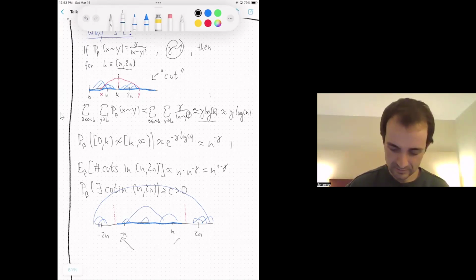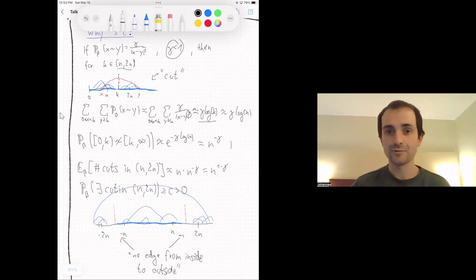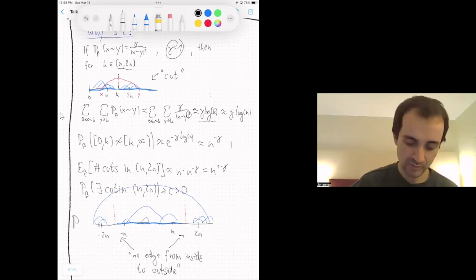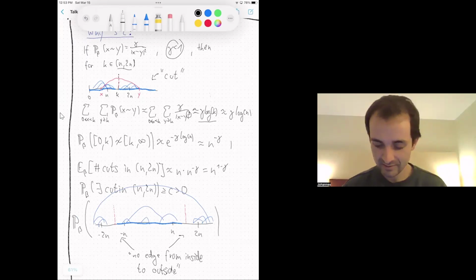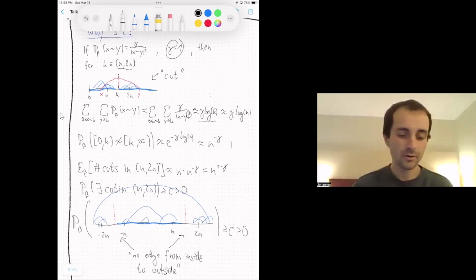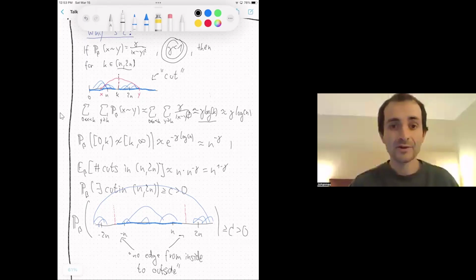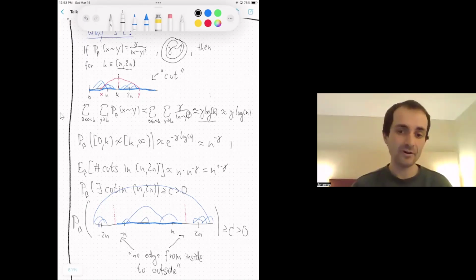So these two cuts mean no edge from the inside to the outside. And then if you compute the probability of this event, this probability is also larger or equal than some other constant, which is also positive. And all of this works under this assumption that gamma is less than 1. In particular, if you have something like this, then it's easy to show that you cannot have an infinite open cluster, because at every scale, there's just a positive probability that you cannot escape this scale anymore.